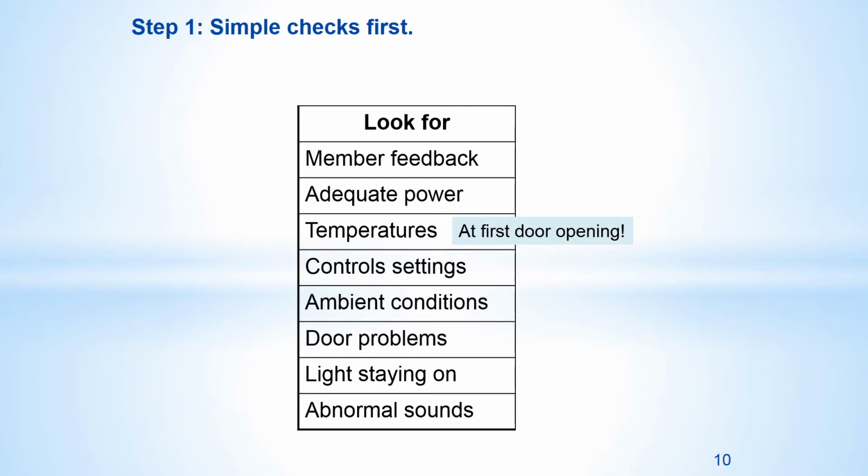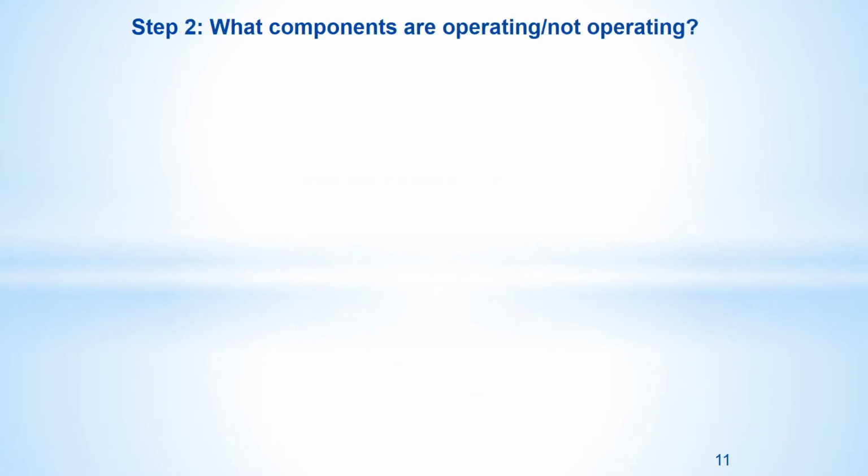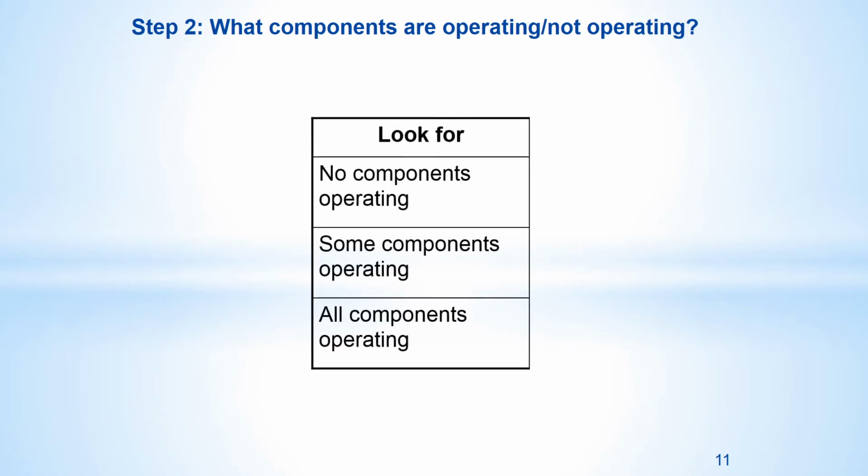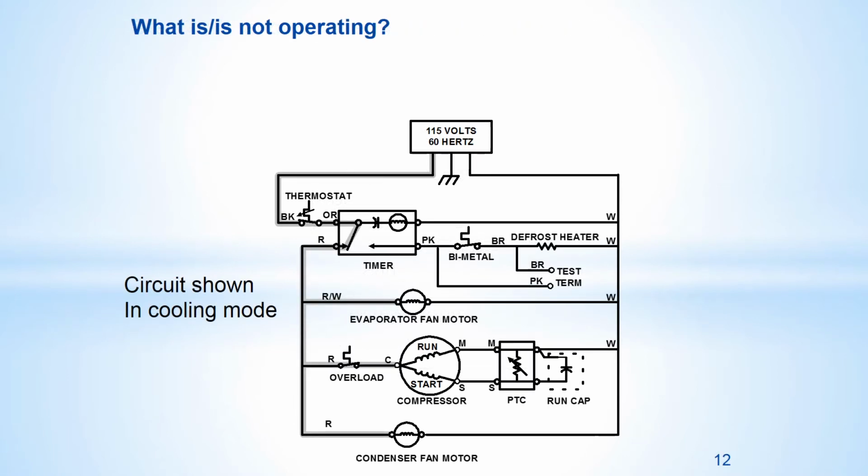Again, always rule out the simple things first. As you gather the clues, it is beneficial to note which components are operating versus those that are not operating. For example, in this very simple diagram, consider these two scenarios. Number one, there are no loads operating. Which components could be causing this?